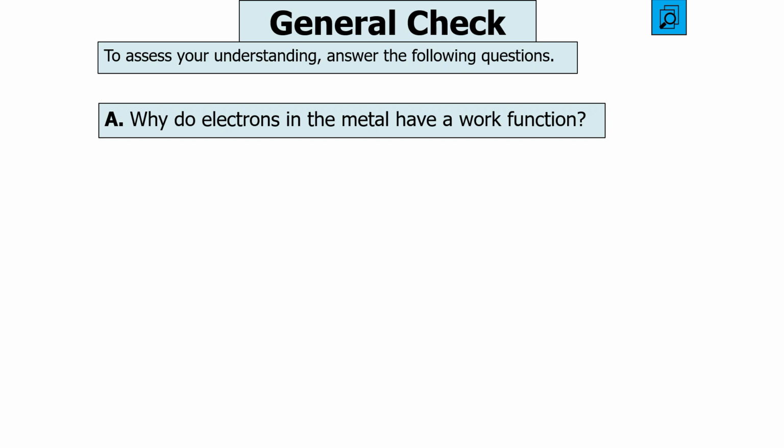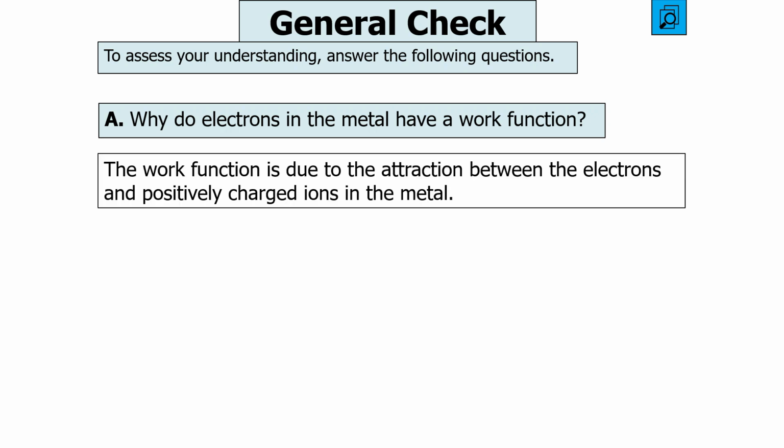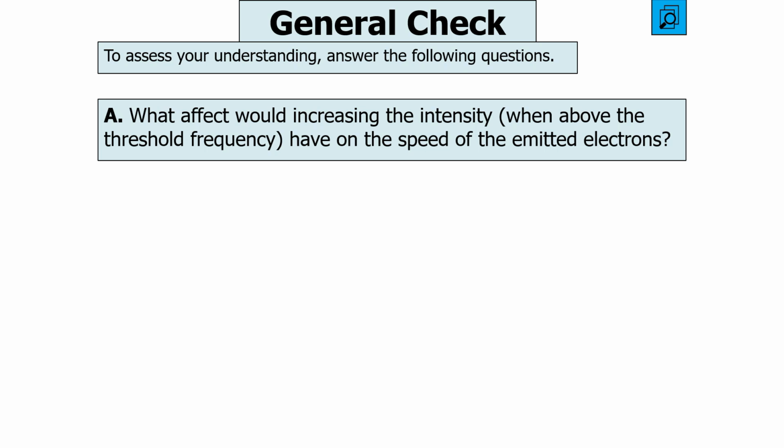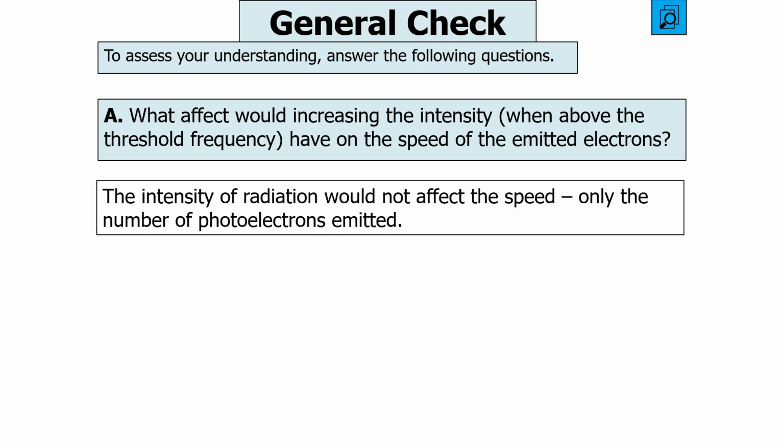Why do electrons in the metal have a work function? Well, the work function is due to the attraction between the electrons and the positively charged ions found in the metal. What effect would an increase in the intensity, when above the threshold frequency, have on the speed of the emitted electrons? The intensity of radiation will not affect the speed, only the number of photoelectrons emitted.